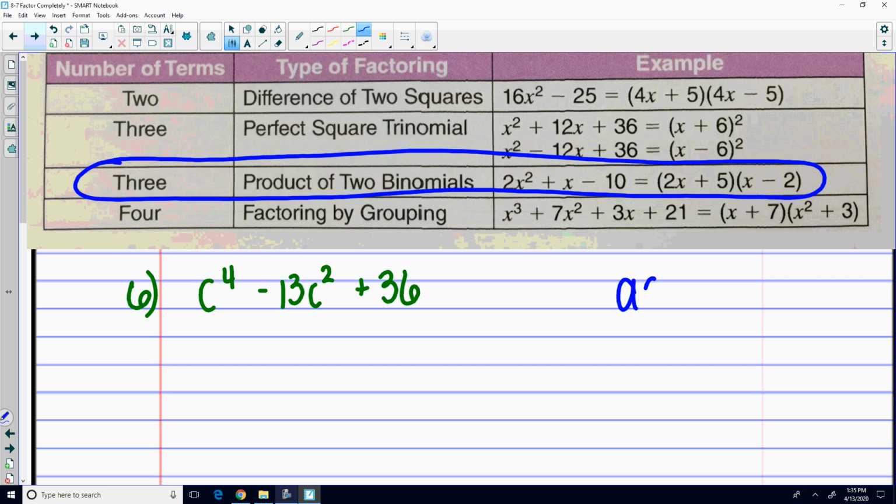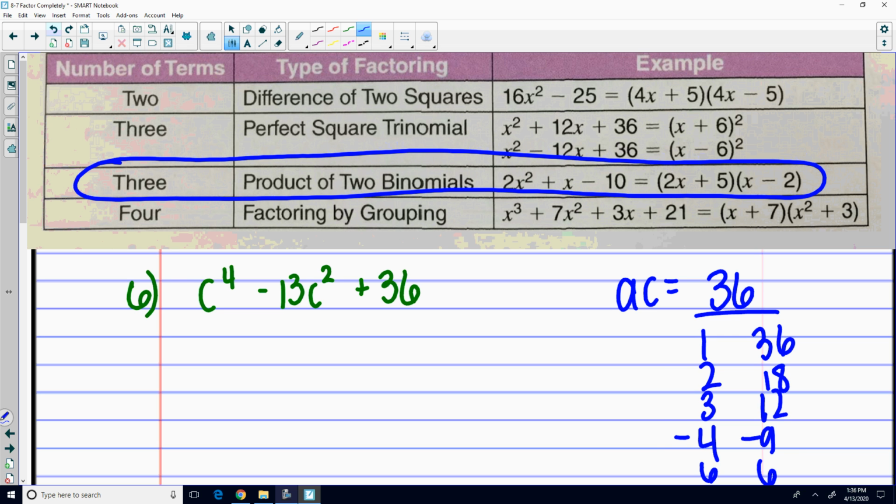Well, AC is 1, which is hidden there, times 36. So it's 36. And I need my factors to make negative 13. So I can go ahead and write 1 and 36, 2 and 18, 3 and 12, 4 and 9, and 6 and 6. I need to make what? Negative 13. So I'm going to use this one right here. Make them both negative. Negative times negative is a positive, and it adds to negative 13.